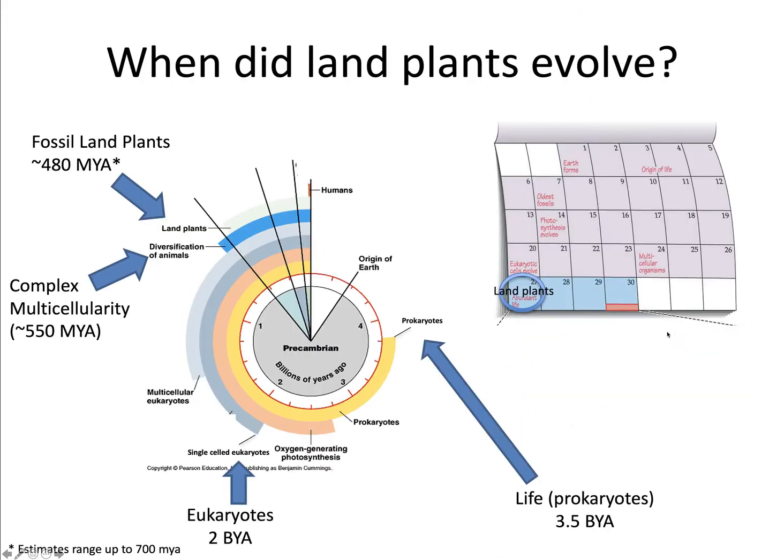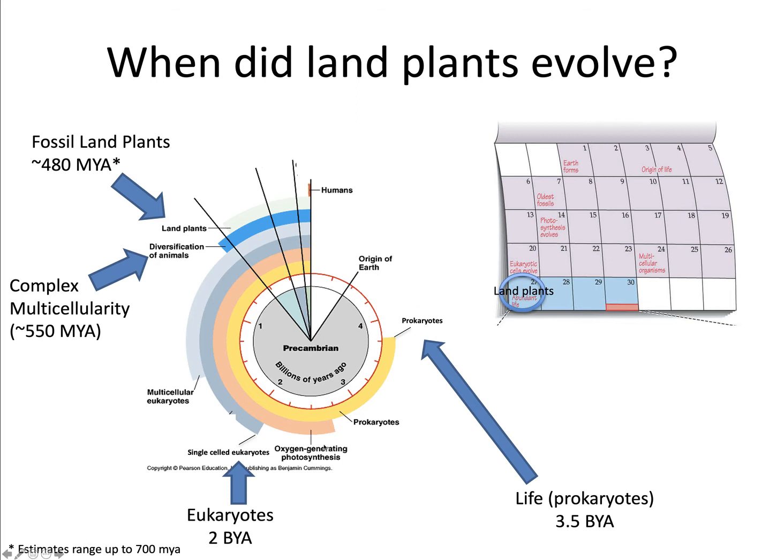So let's talk about when land plants evolved. This figure should look relatively familiar to you. This is basically just a deep geological history of life on Earth, and this is that same deep geological history condensed into a 30-day calendar with Earth forming on the first day and the present day being today. And you can see that on this calendar, it's about the 27th day, so pretty late in the game that land plants come onto the scene.